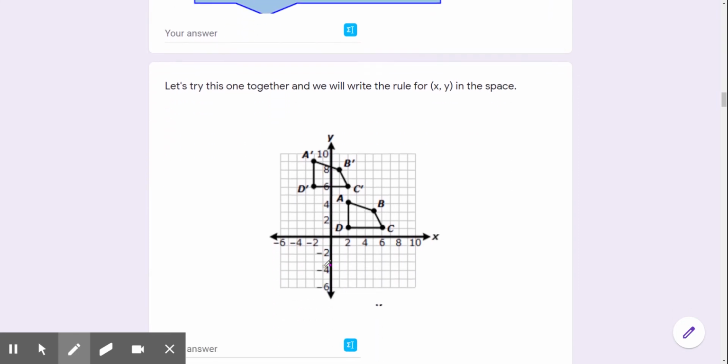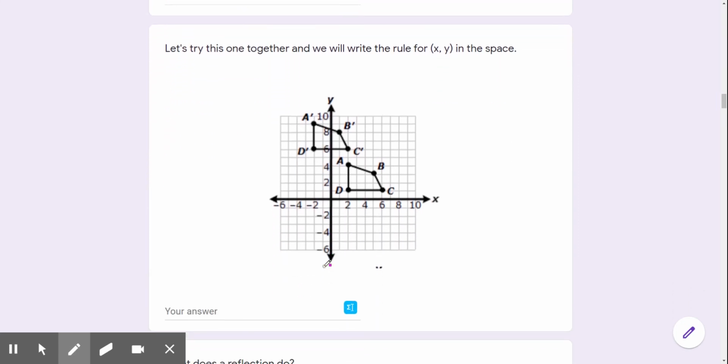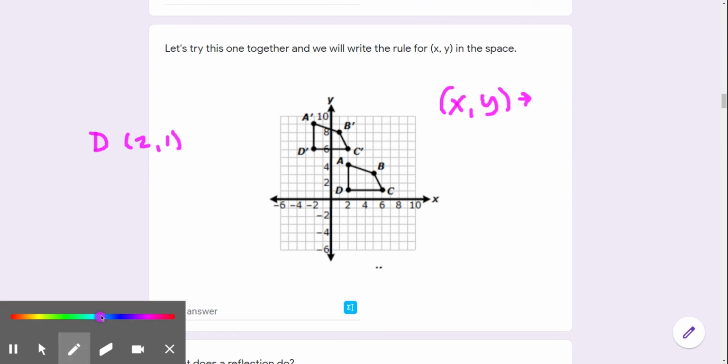So let's try one together. Let's write the rule for the x, y in this space. I know I'm starting off as x, y. And let's see, what are we going to turn into? What are we going to change? So I'm going to pick a point, and I can use any point. I'm going to go with this letter D here. This letter D is at 2, 1. Let's write that over here so I don't forget. D is at, this is my original image, 2, 1. Now my D prime is at -2, 6.